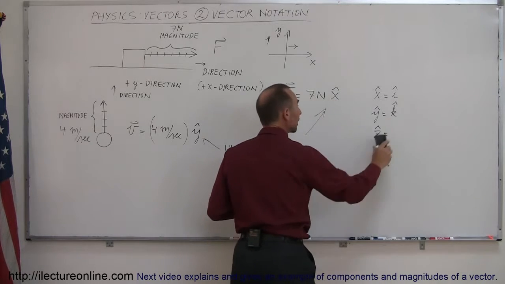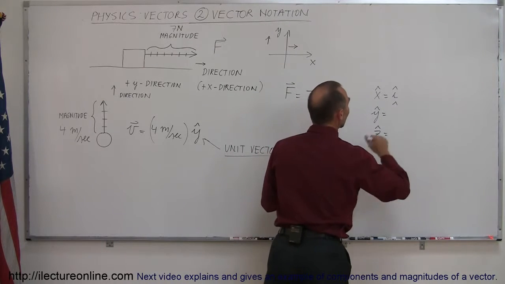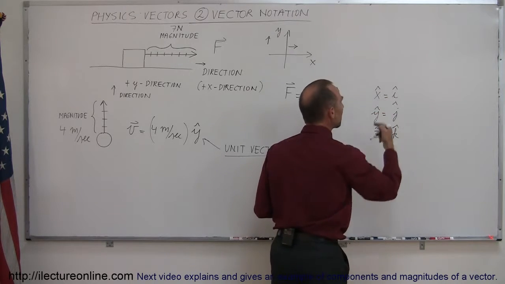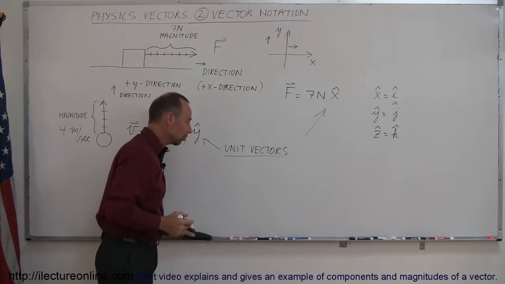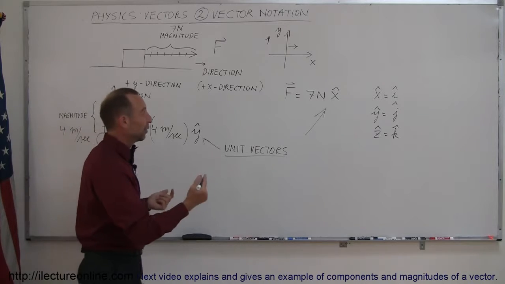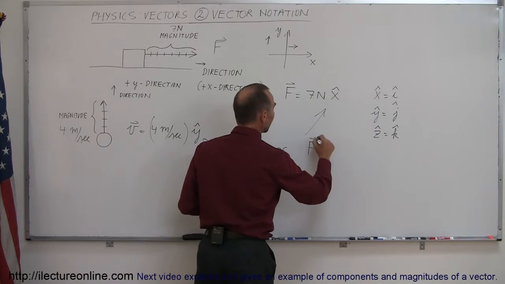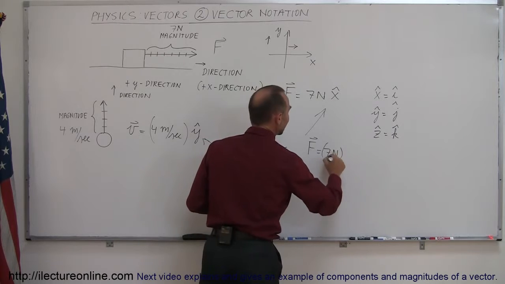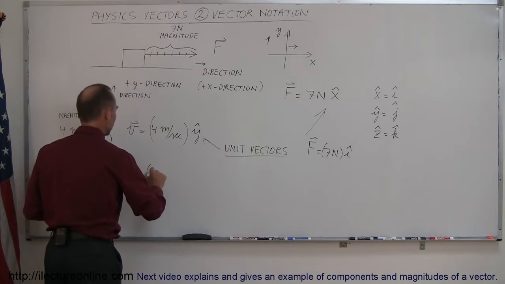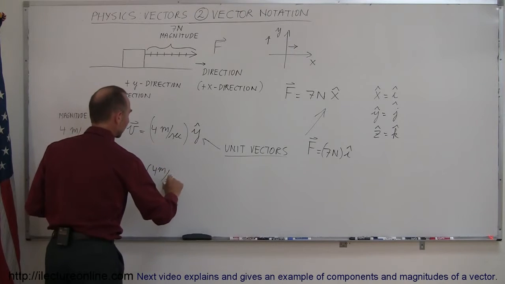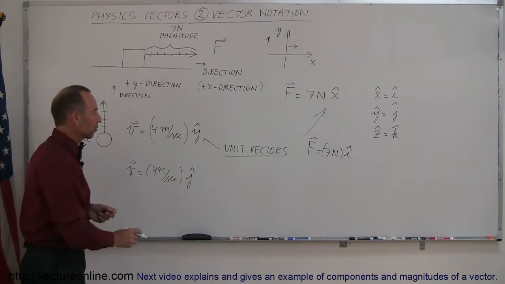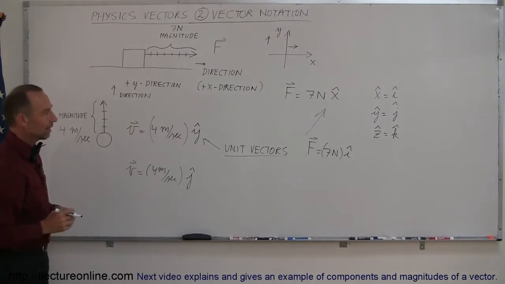Oh, I skipped one. Sorry about that. Y is j, and z is k. So alphabetically, x, y, z can be represented by i, j, k, which are the 3 dimensions: the x direction, y direction, and z direction. So I could very well have written this as force is equal to 7 newtons in the i direction. And here I could have written that the velocity is equal to 4 meters per second in the j direction. It simply means unit vector in the x direction, unit vector in the y direction, but we write i and j.